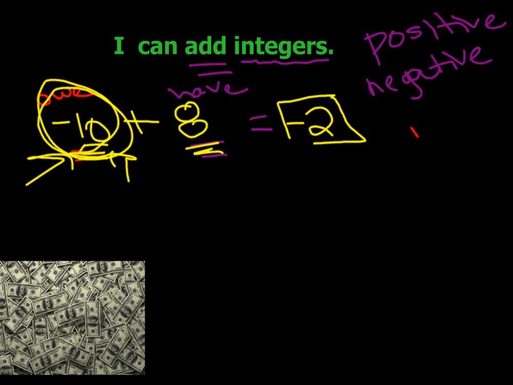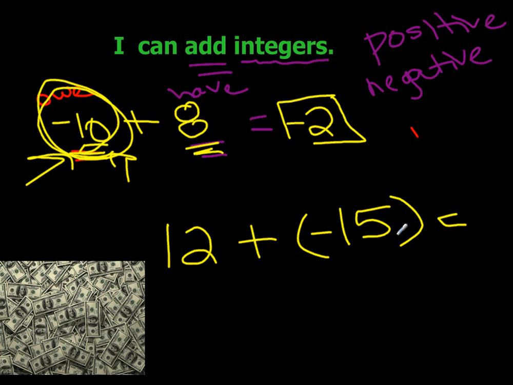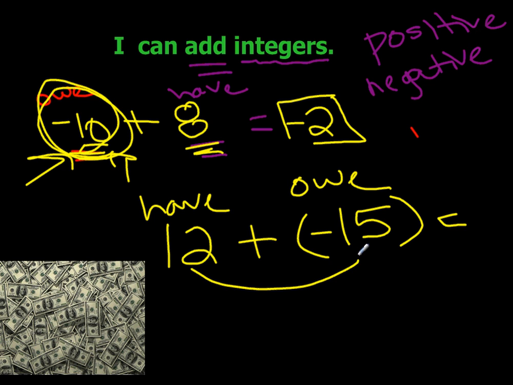All right? So let's say this time you have $12, but you spend 15. If I have 12 and I want to buy something that's 15, I'm going to owe $15. So I'm going to subtract the 2 numbers. 15 minus 12 gives me 3. And since there are more negatives, my answer is going to be -3. I'm going to owe someone $3 after I use my 12 and I spend 15.